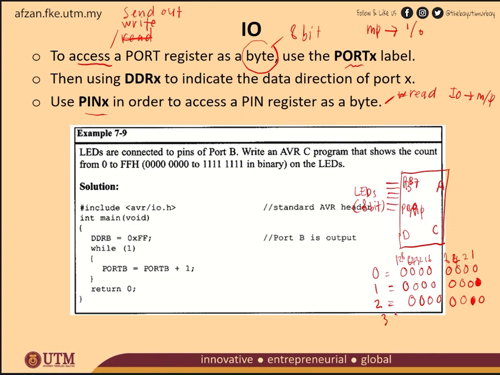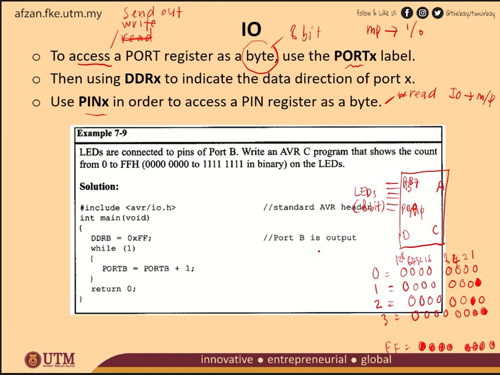When 3, what happens? What is the binary representation of 3? So this one and this one will light up. And when FF, what happens? What is FF? All the LEDs here will light up. This is what happens when doing a count on your LEDs.